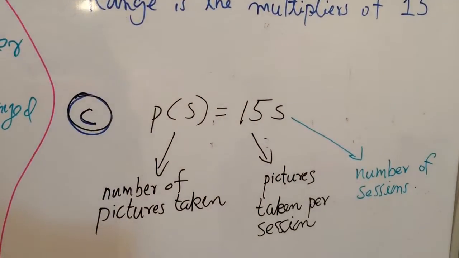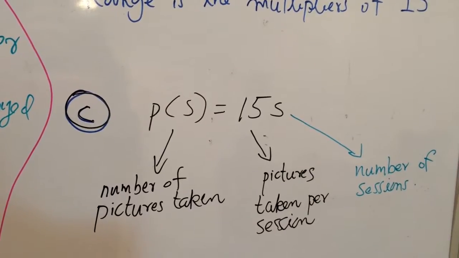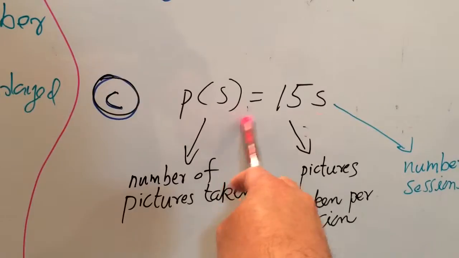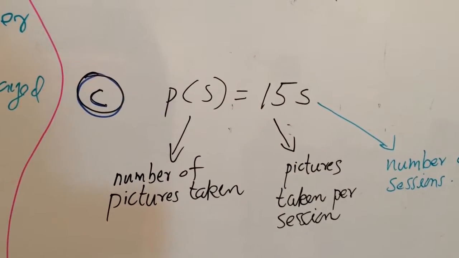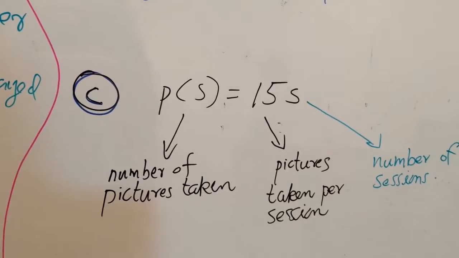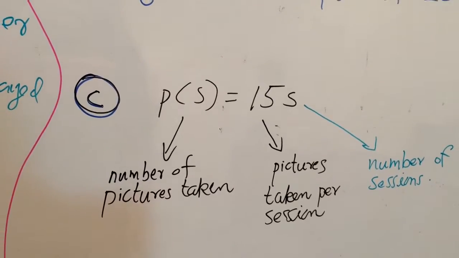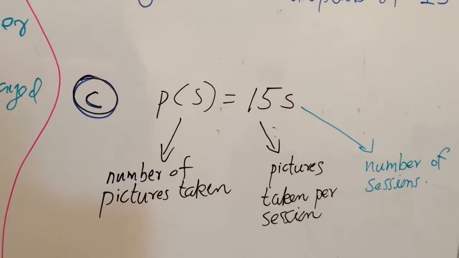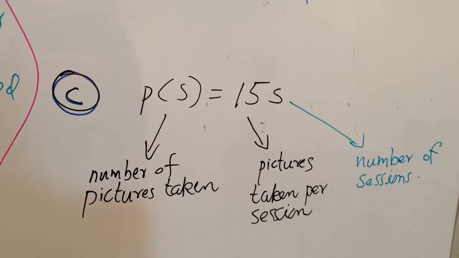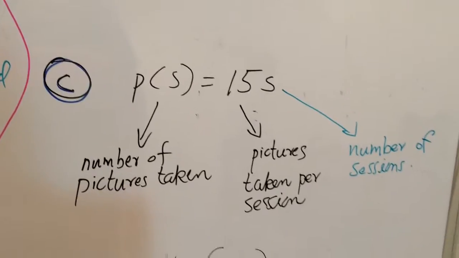The function to represent the total number of pictures taken is P of S equals 15S, because 15 is the number of pictures that can be taken in one session, and S is the number of sessions. So the function would be P of S equals 15S.